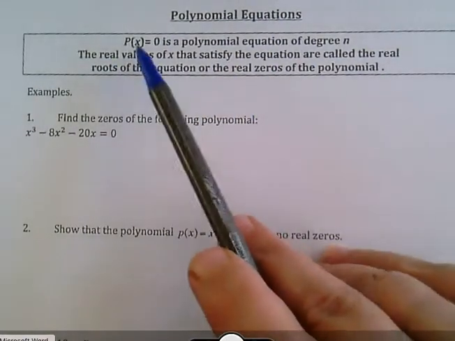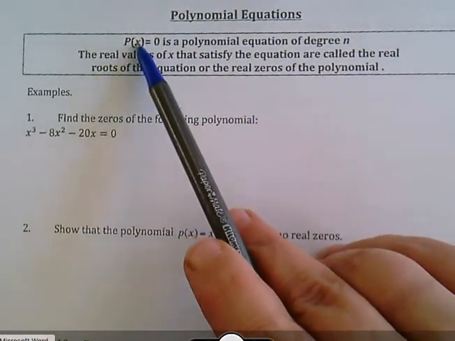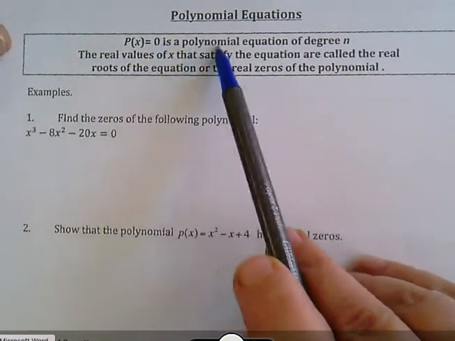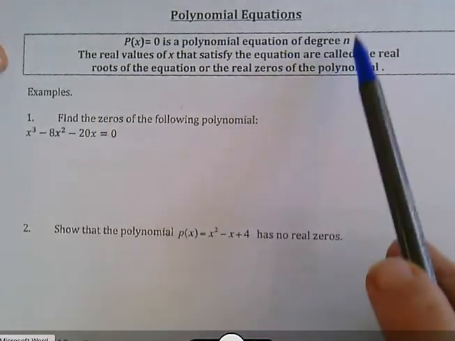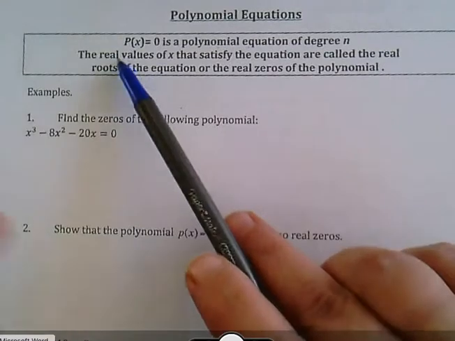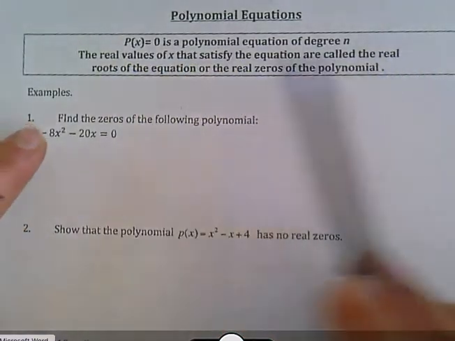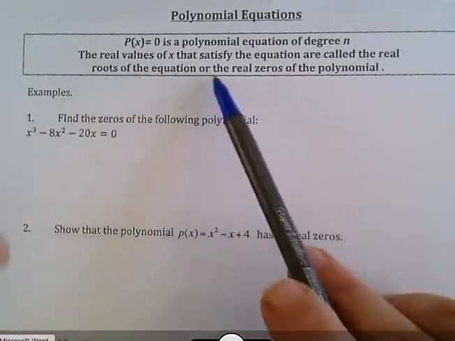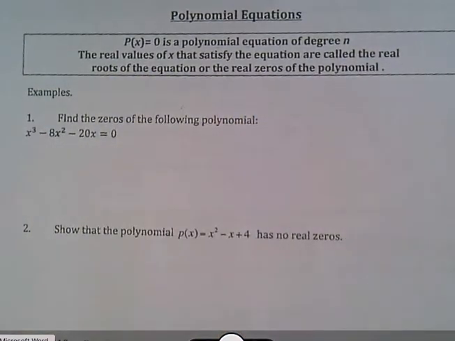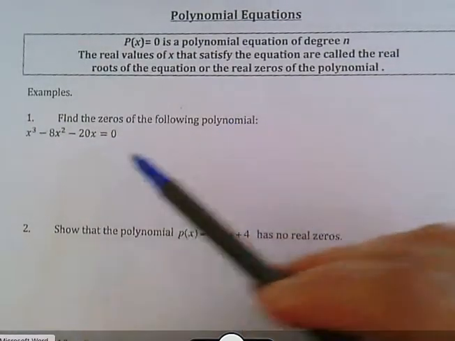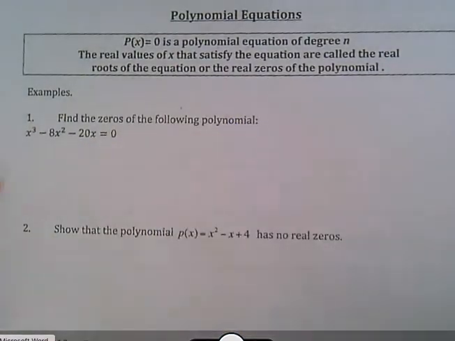Polynomial equations. If you put a polynomial in x equals 0, that's a polynomial equation of degree n. The real values of x that satisfy the equation are called the real roots of the equation or the real zeros of the polynomial, all right? The roots of the equation or the zeros of the polynomial. So find the zeros of that polynomial. It's just asking you to factorize it, put it equal to 0 and solve.